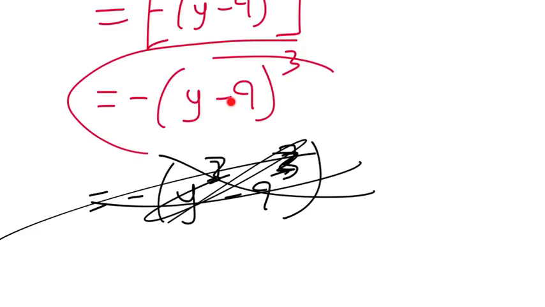The only thing you could do if you wanted to expand this further is you could write it out. You could write it as 3 parentheses. You could write it as y minus 9 times y minus 9 times y minus 9, which is something to the 3rd power. That just gets really long and messy. This is probably the neatest, most simplified form.